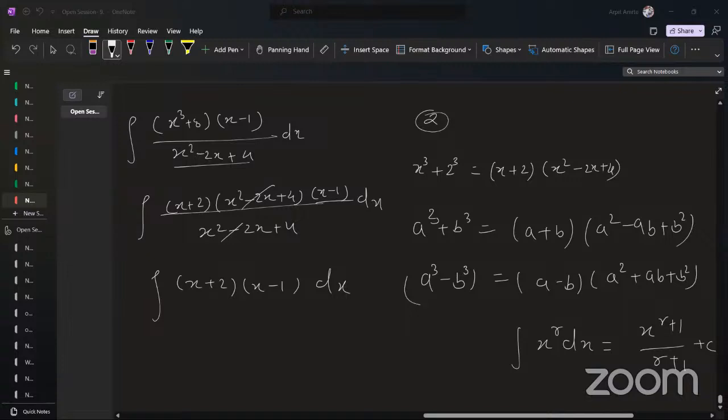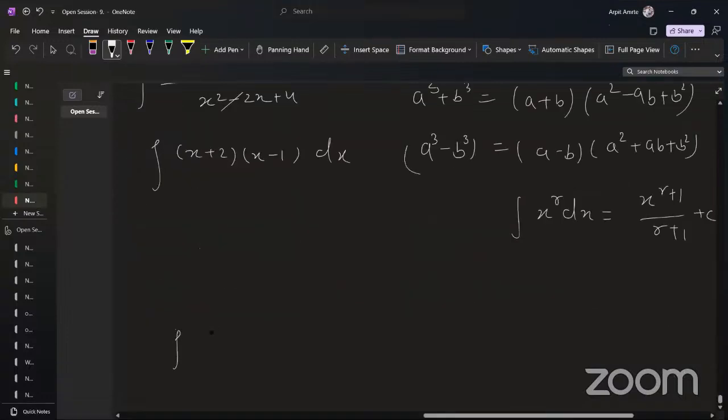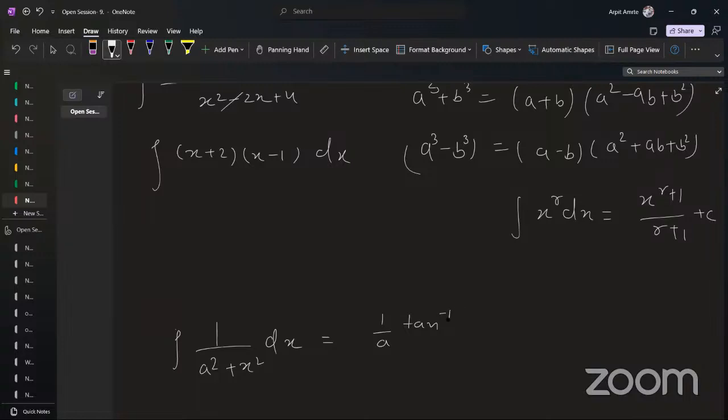Okay, let's try to do integration by parts, or the substitution method we will try. What is the substitution method basically? Suppose you have this kind of term, 1 upon a square plus x square dx. Everyone knows what this is? This is 1 upon a tan inverse x by a.